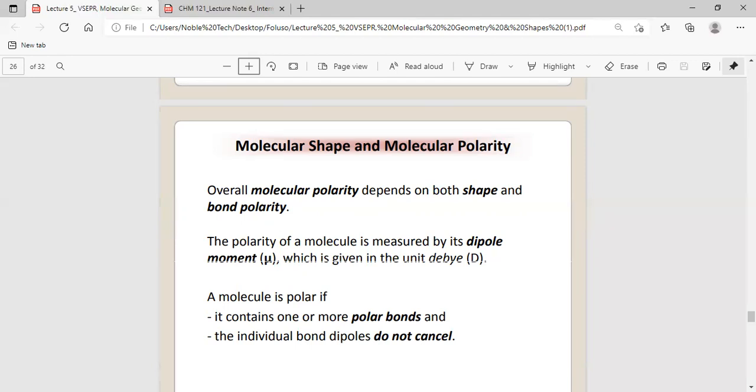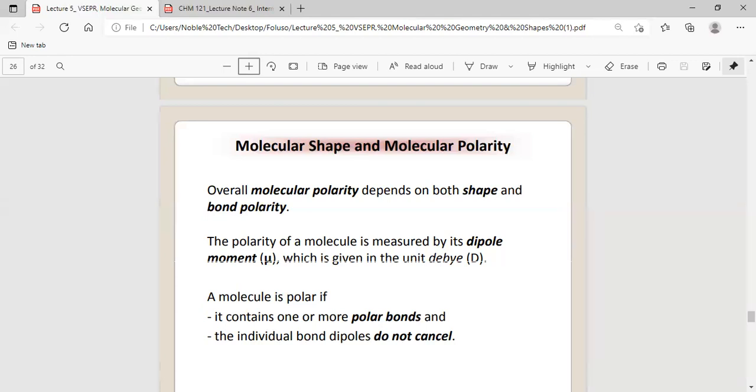So if one atom, the central atom, has a different electronegativity from the terminal atom, there will be a polarization of the bond towards the more electronegative element. However, by the time we look at the molecule as a whole, it is possible that the dipole moment of your molecule is either zero or has a value.